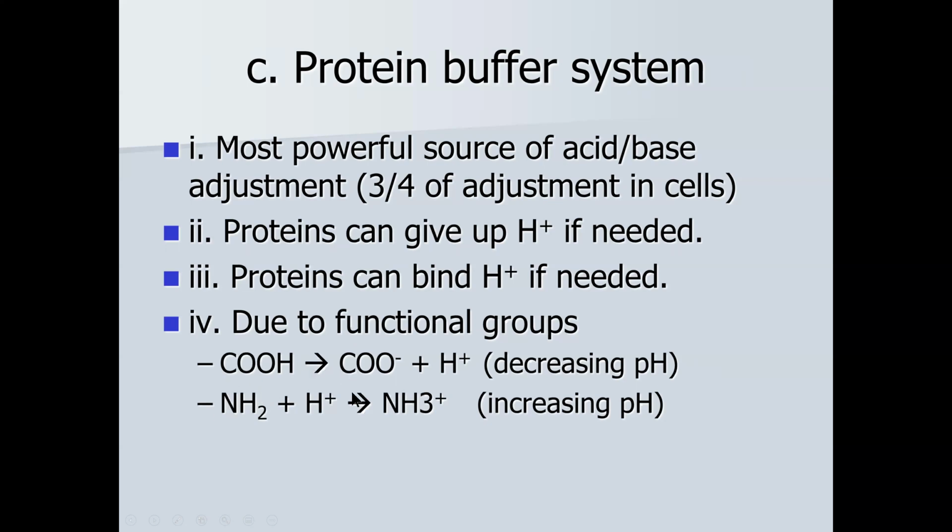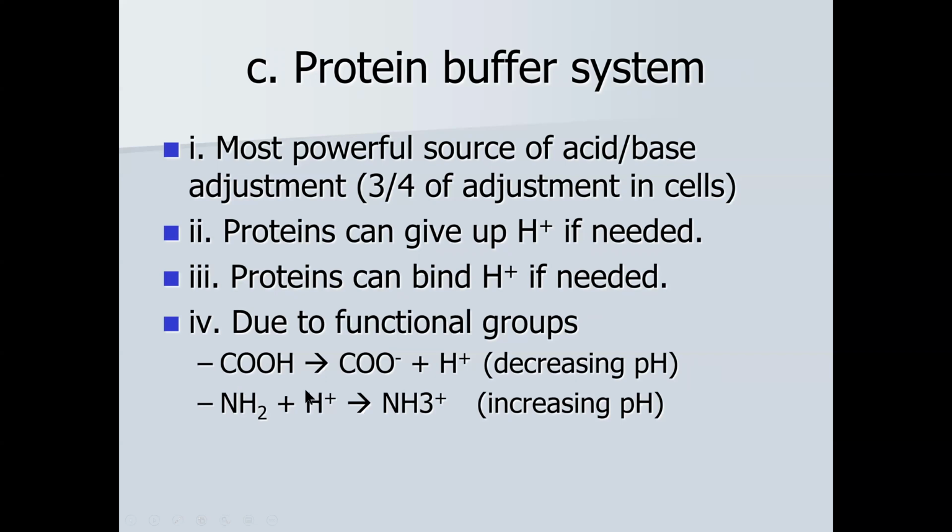So the carboxy group can give up this hydrogen, okay, decreasing the pH. Because if we give up the hydrogen, we're going to increase the hydrogen ion concentration. Remember, pH is a measure of the hydrogen concentration. If we put more hydrogen into the fluid compartment, giving it up from the COOH, we're going to increase the hydrogen ion concentration and decrease the pH.